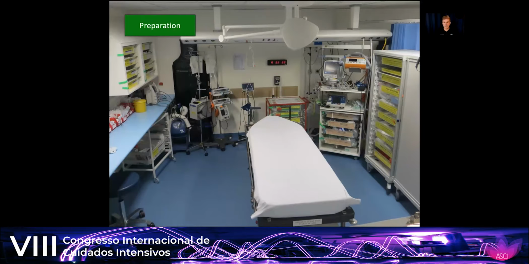Again, return to what we would do in the resuscitation room setting in terms of preparation. We need to be planning to care for patients in the way that we're used to caring for patients.